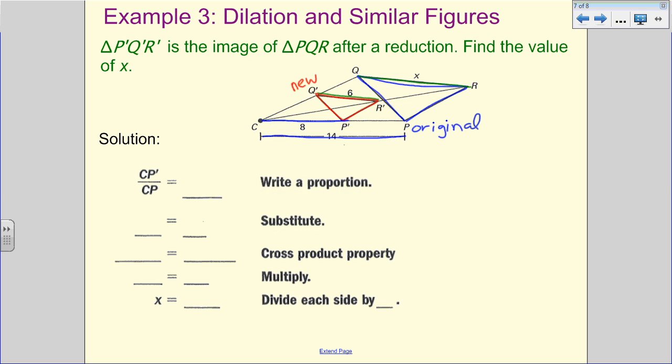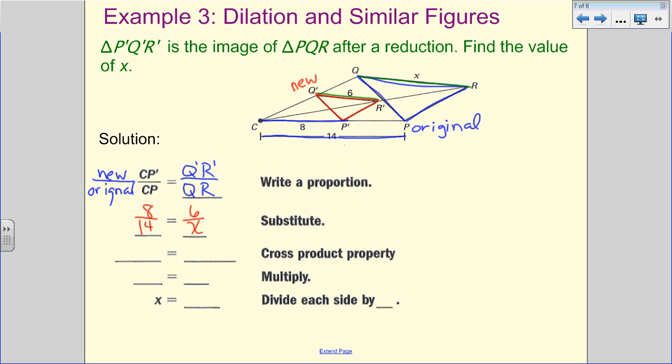We know CP prime over CP would be equal to Q prime R prime over QR. Both of these measurements come from the original. Both of these come from the new, the dilation. Now substitute in the values that you know. You know C to P prime is 8. C to P is 14. You know that Q prime R prime is 6. And you know that QR is X right now.